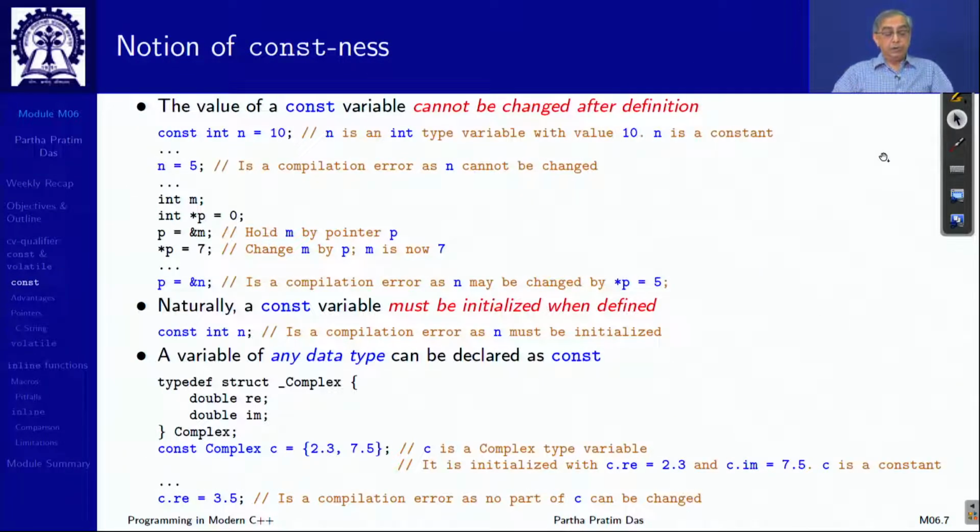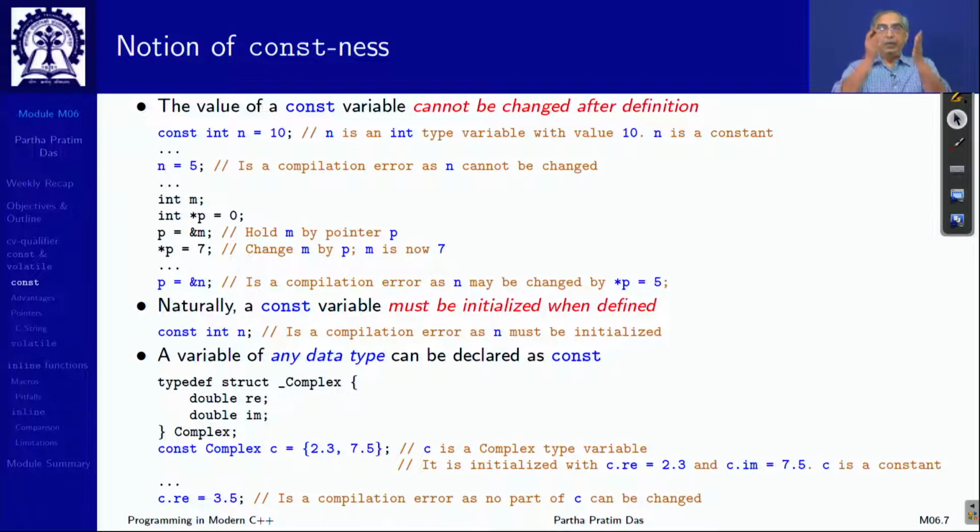Okay. So, that brings us to the notion of const-ness. The manifest constants, what are their purpose? Is to define a constant, right. And what is the purpose of a variable? Is to keep a value which can keep on changing, right.